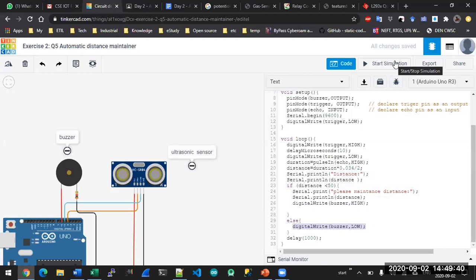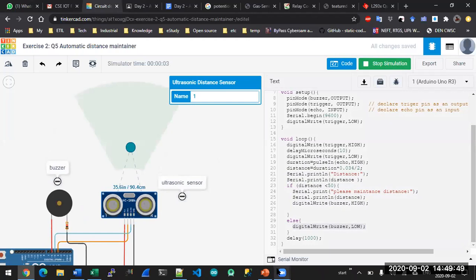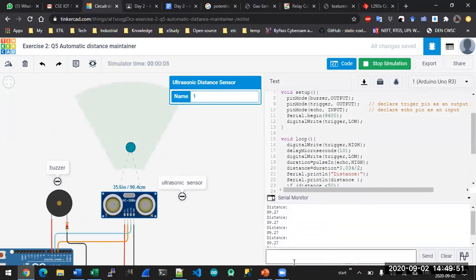So we'll just start the simulation here. Here you can see the distance is approximately 90 centimeters. So I'm just decreasing the distance of the object to the sensor. When it is below 50, the buzzer will be turned on, and it is printing, please maintain the distance, and whatever the distance is.